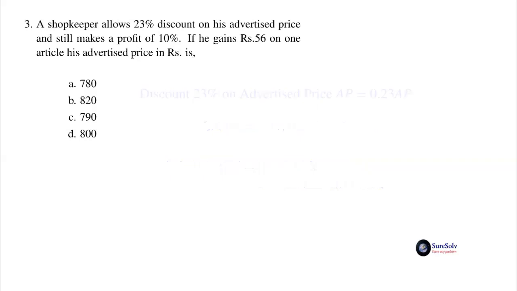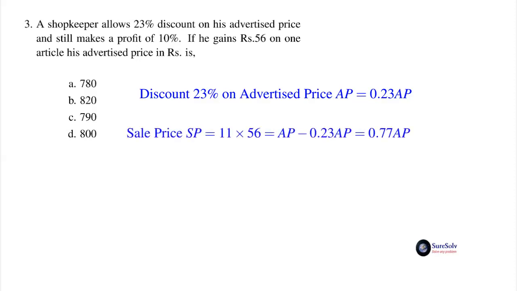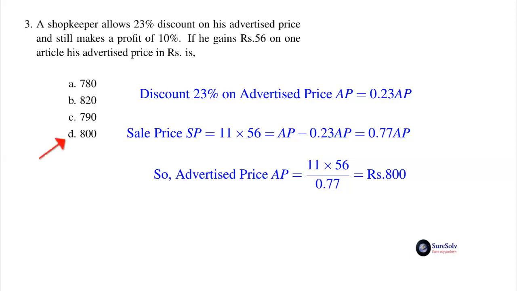Now discount of 23% on advertised price AP is 0.23 AP, and this reduces AP to sale price SP. So SP equals 0.77 AP. And this equals 11 times 56. Finally, advertised price AP is then Rs 800. Answer is option D, 800.